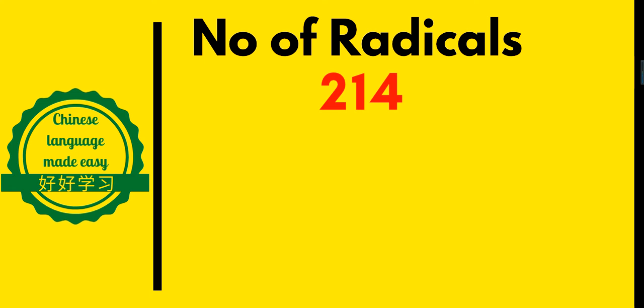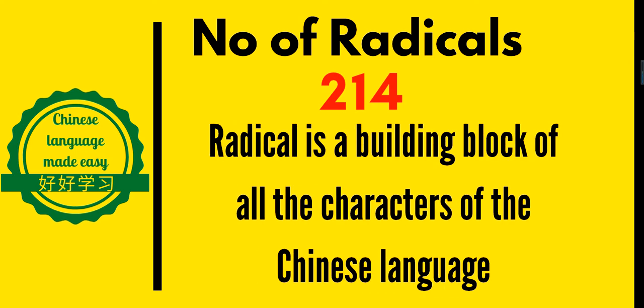And I'll give you a definition of what a radical basically is. A radical is a building block of all the characters of the Chinese language. So the Chinese characters that you see, you will find radical signs in those characters. So this is about the definition of the radicals, and now let's proceed towards some radical signs that will give you the idea of the meaning of the Chinese characters which include those radical signs.